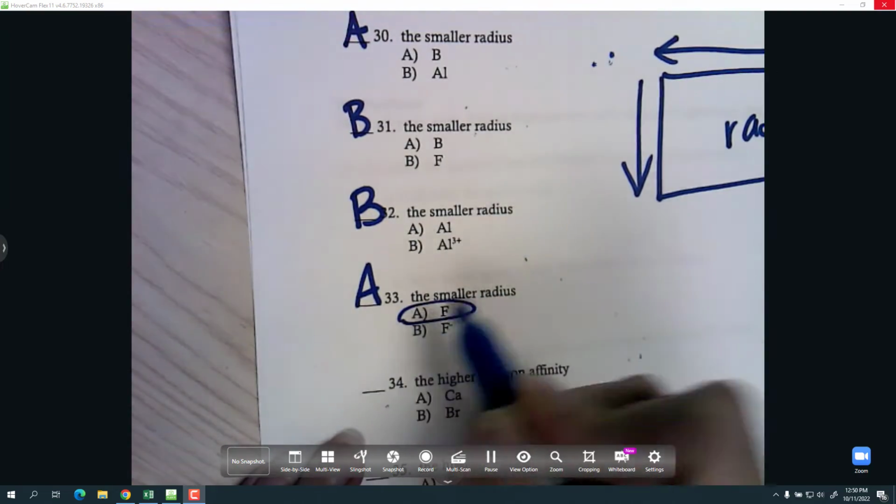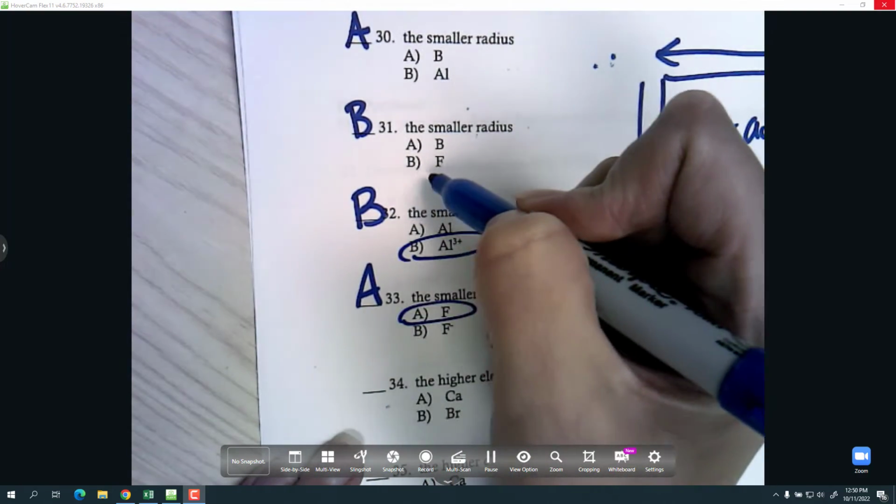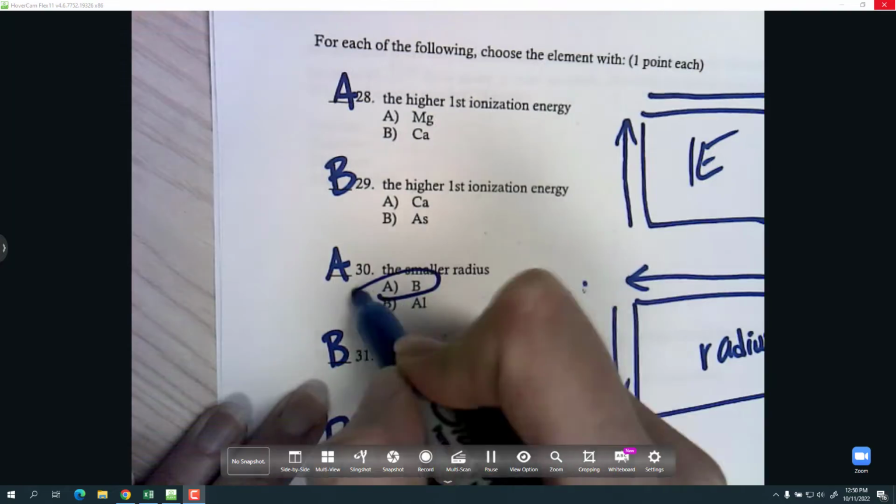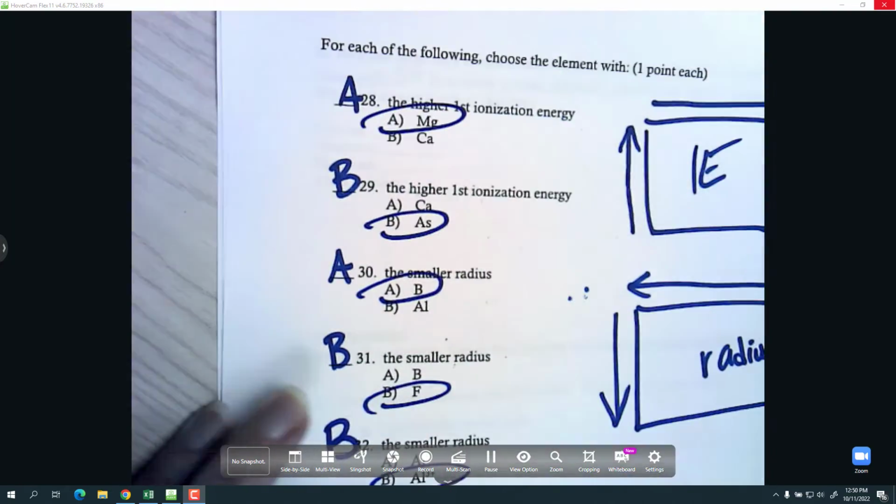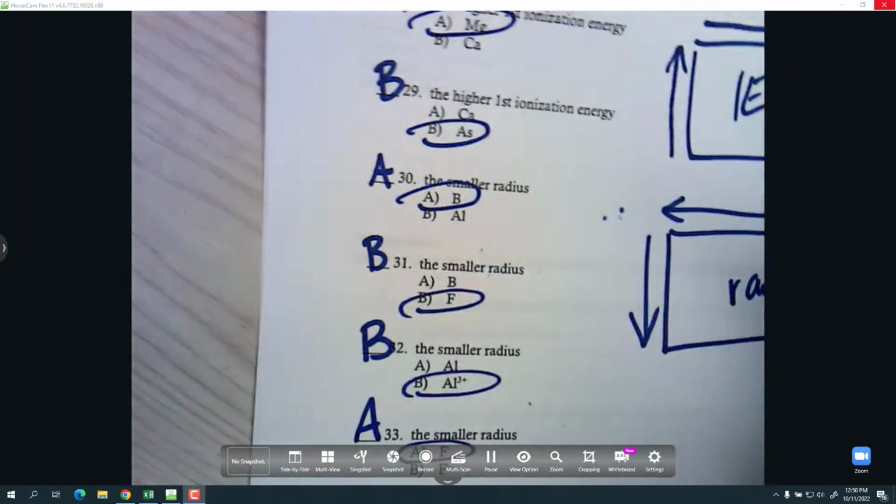Maybe I should be circling these. A's and B's are confusing here because I've... Okay, there we go. Like here, A means B. Yeah, okay. Anyway.